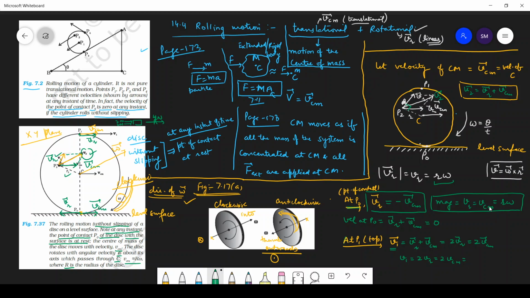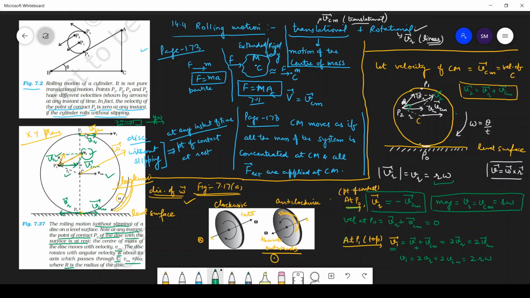Now what is your VR and VCM? That magnitude is R omega, so V1 will be equal to 2 into R into omega. So that's the velocity at the top. And what will be the direction of this velocity? You can see it is parallel to the surface, because the direction of VCM is parallel to the surface, so it is the same as VCM.